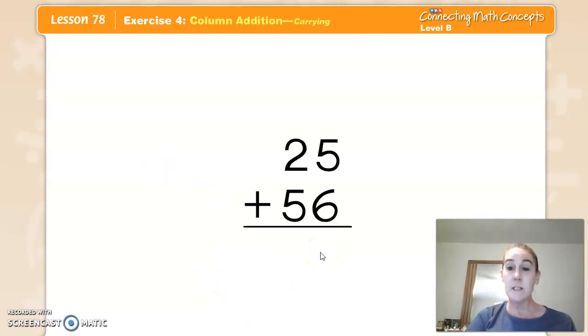Okay, we practice addition with carrying. Always starting in the ones place. We do our ones fact first. 5 plus 6 equals 11. And we can't write 2 digits in the one spot. So the 1 stays there. And then we carry the other 1. And then we would add the tens column. So 1 plus 2 is 3, 4, 5, 6, 7, 8.